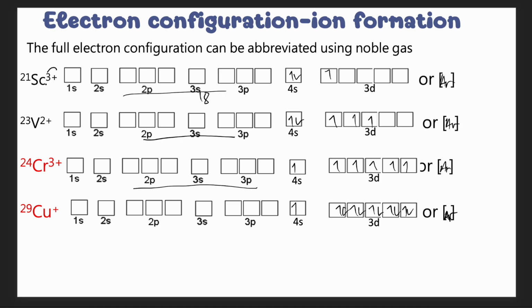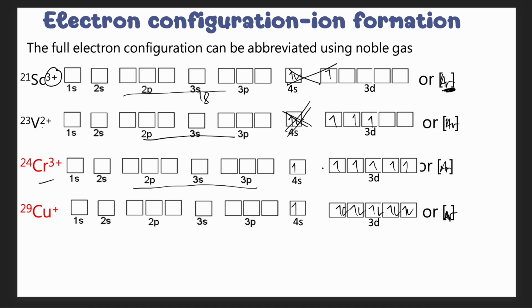Right, 3 plus, it means 3 electrons are removed, so these 3 electrons are removed. So the electron configuration of scandium 3 plus is the same as Ar, 18 electrons only. And for vanadium 2 plus, we remove from this. Remember when I said about the energy level, sub-level, 4s is lower compared to 3d because 4s is further away from the nucleus. So when we remove the electrons, we remove the electrons from 4s first and then 3d.